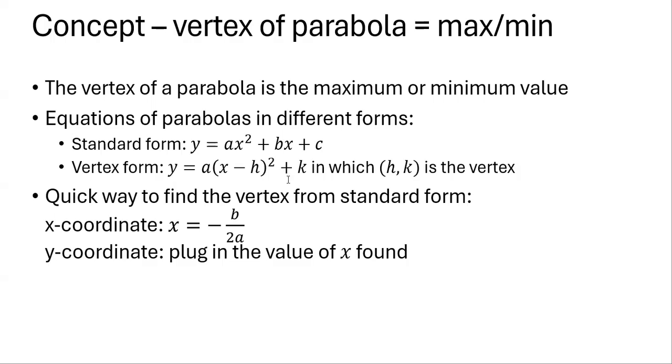So how do we get from standard form to vertex form? You can complete the square. That's a big application of completing the square that you might have learned. There's also a quick way to get the coordinates from the standard form. The x coordinate is x equals negative b over 2a. And to get the y coordinate, you just plug the x coordinate that you found back into the equation to get y. Okay, why did I go through all this?